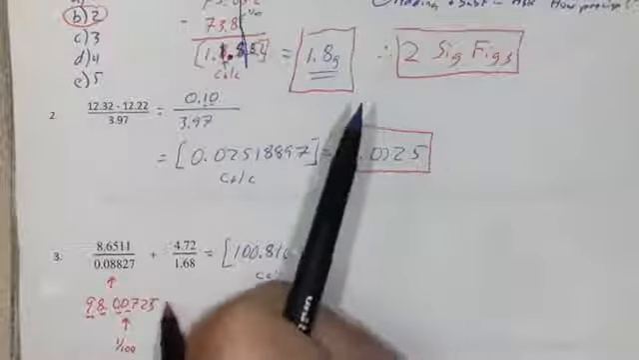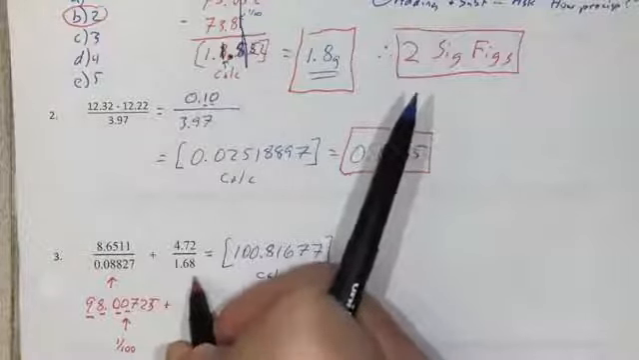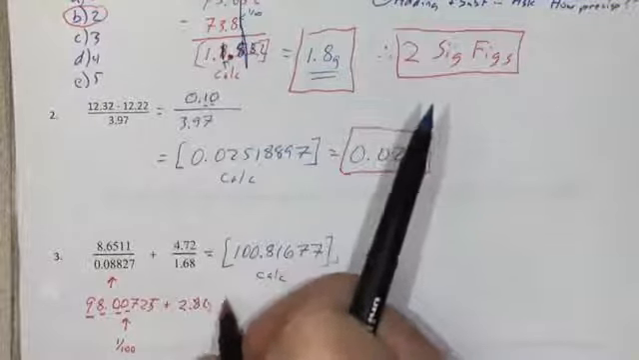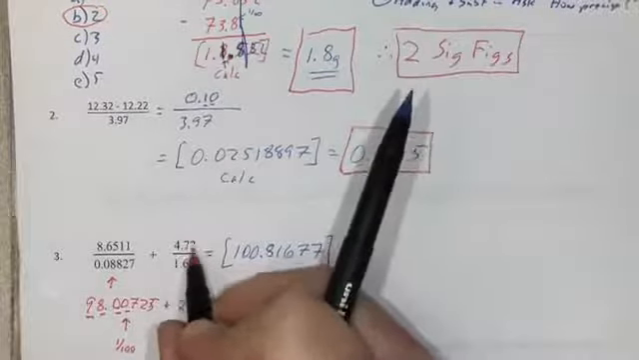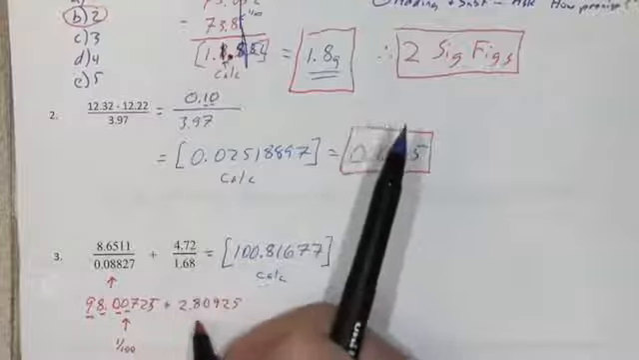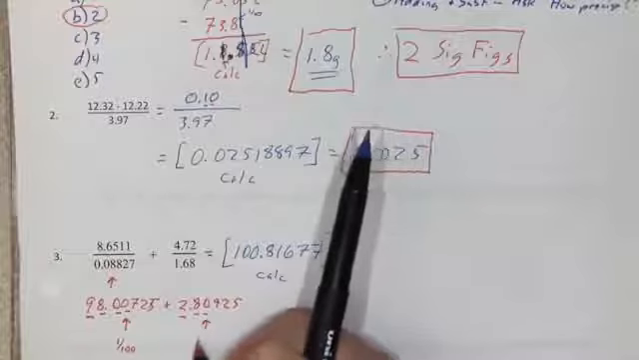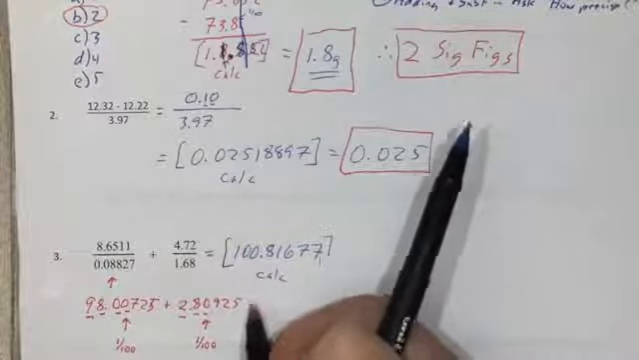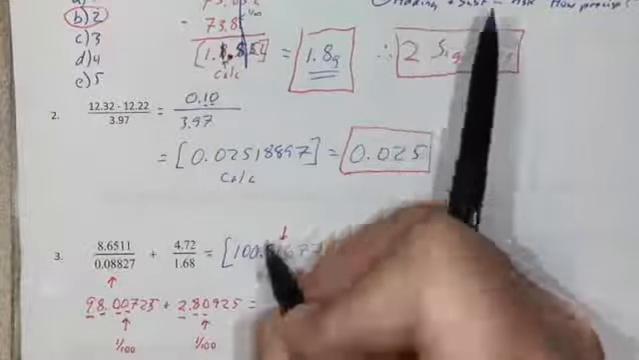Whenever we look at this second number, when we divide 4.72 by 1.68, we get 2.80925. And again, I have 3 sig figs divided by 3 sig figs. I count significant figures, and this has 3 significant figures. And we are once again precise to the 1/100th place. So when we add these two numbers together, we will be precise to the 1/100th place.